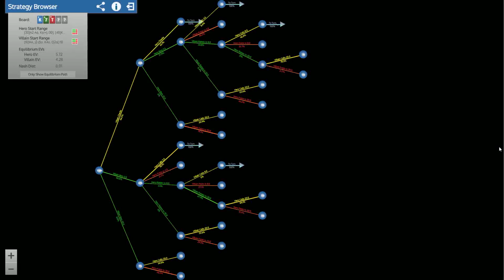Now, in going through this analysis, I'm also going to be talking a bit about epsilon equilibrium, how approximate GTO solutions work, what it means to have a specific Nash distance. If you haven't already watched my epsilon equilibrium video series, there's two YouTube videos up. They're free. Go watch them. Come back and watch this. You'll get more out of it.